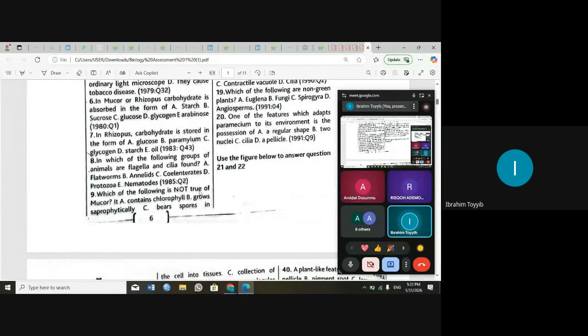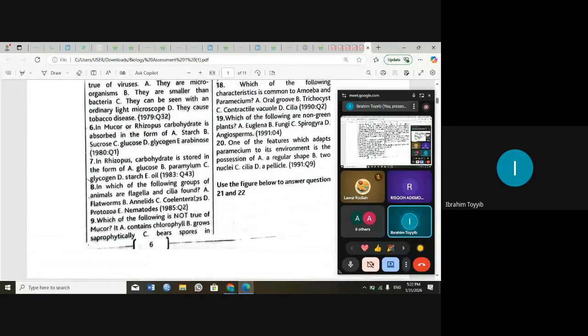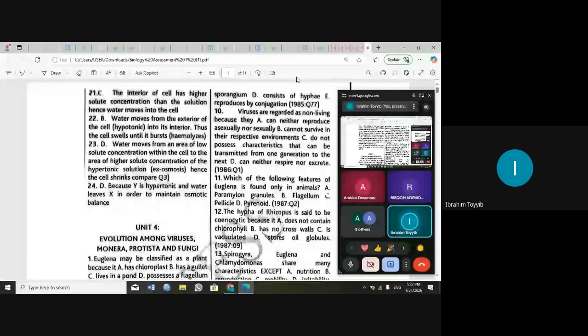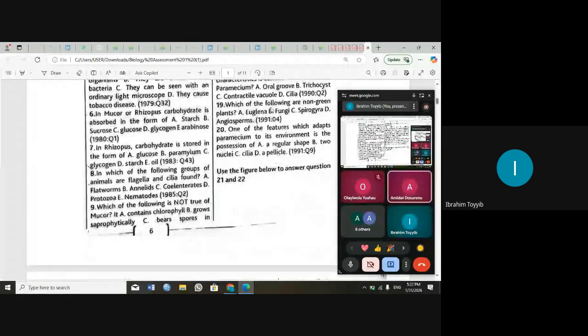So which of the following is not true of mucor? Which of the following is not true of mucor? The other one is not clear. Number 9. Okay, wait, look at the first option. It contains chlorophyll, grows saprophytically, bears spores in sporangium, contains hyphae, reproduced by conjugation. So B is not correct. What do you say? So the answer is A.